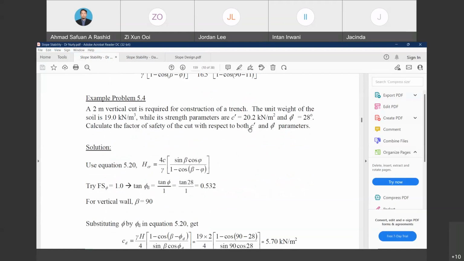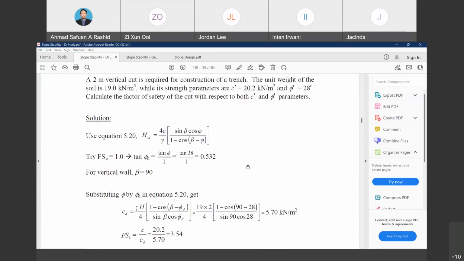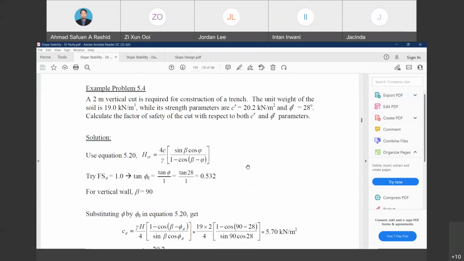Calculate the factor of safety of the cut with respect to both C and phi parameters. So we use this equation, and we already know that the height is equal to 2 meters. Then the process is that we may use a trial and error method. For example, by assuming FS phi is equal to 1, what will be the phi value to be included in this equation?